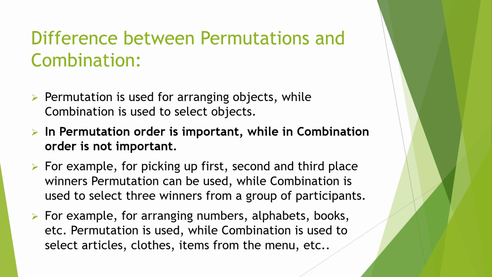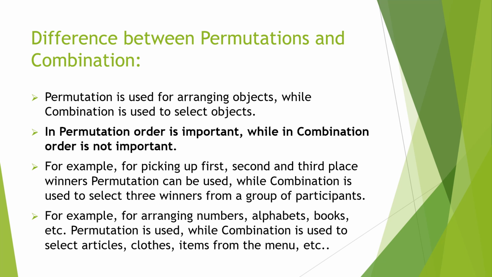Correct? Second thing, in permutation order is important. As I told you, suppose you have the winners, say first place, second place, third place. Then the place is important. Correct? Order is important. While in combination, order is not important. Same example, for picking up the first, second and third place winners, permutation can be used, while combination is used just to select the 3 winners from a group of participants.